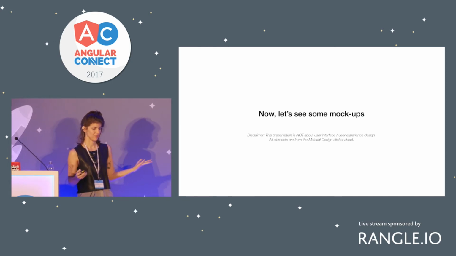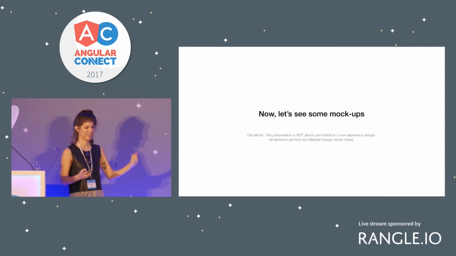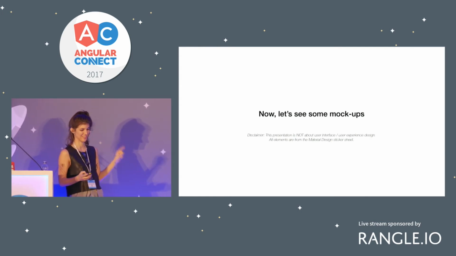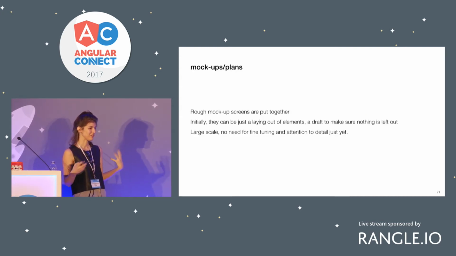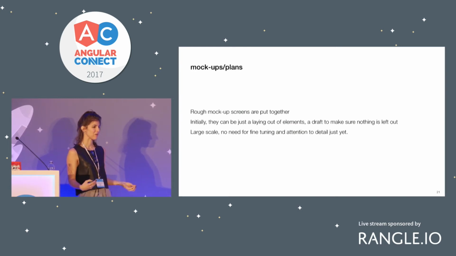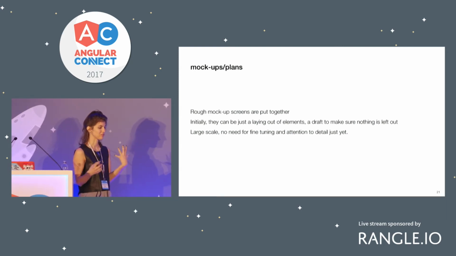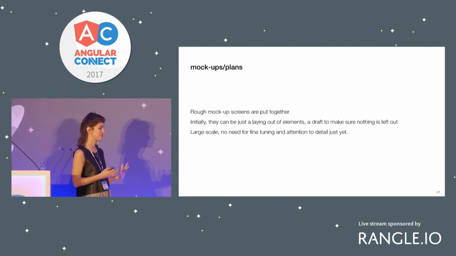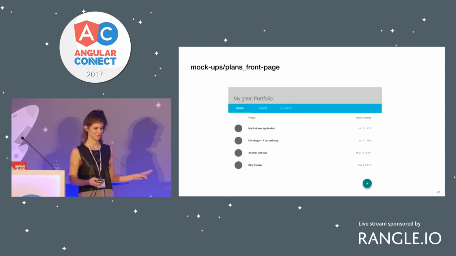So now we can see some mockups. The disclaimer is that it's not a user interface, user experience design presentation, so don't judge. All elements are from the material design sticker sheet. So at this stage, your mockups are your large-scale plans. You just have some rough mockup screens put together. Initially, they can just be a layout of elements, so I draft to make sure nothing is left out. And it's large scale, there's no need for details or any fine-tuning. You just need to see that everything will go wherever you want it to go.